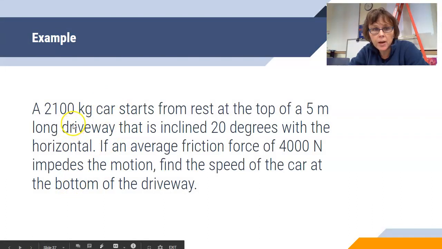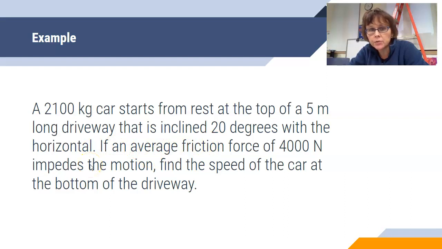We have a 2,500 kilogram car that starts from rest at the top of a 5-meter long driveway that is inclined 20 degrees with the horizontal. If an average friction force of 4,000 newtons impedes the motion, find the speed of the car at the bottom of the driveway.